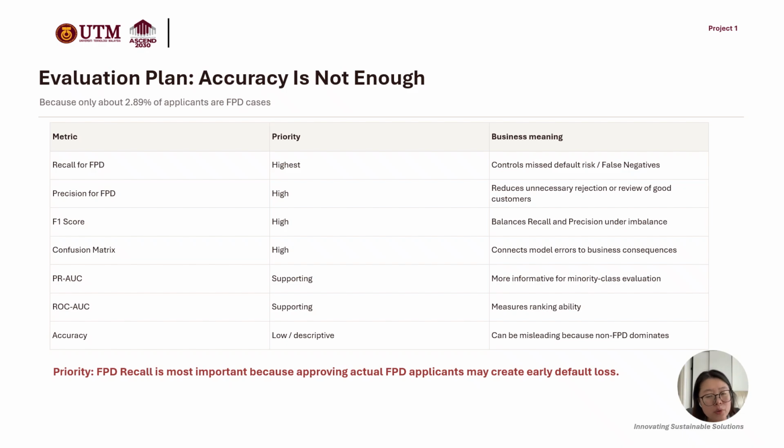Recall is our top priority. Missing a real FPD case means approving a risky client, which leads to bad debt. Precision controls unnecessary rejection of good customers. F1 balances them under class imbalance. The confusion matrix connects errors to business impact. PR-AUC is more reliable than ROC-AUC under a severe imbalance. So accuracy is only a reference. It is misleading here because non-FPD classes dominate. So that's all my part. Thank you. I will pass it to Li Honglin.